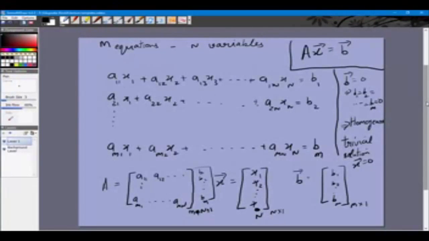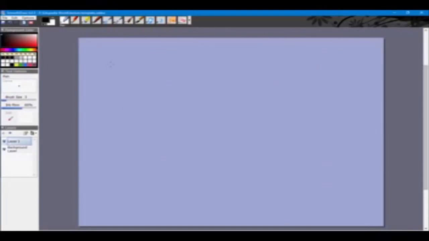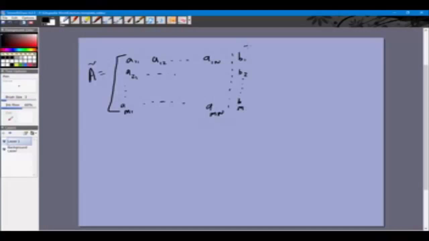Right now we are looking at a standard non-homogeneous case. So let's look at the augmented matrix for a second. The augmented matrix A tilde will be a11 till a1n, a21, am1 till amn, and then you'll have another column b1, b2 till bn. This is an augmented matrix.